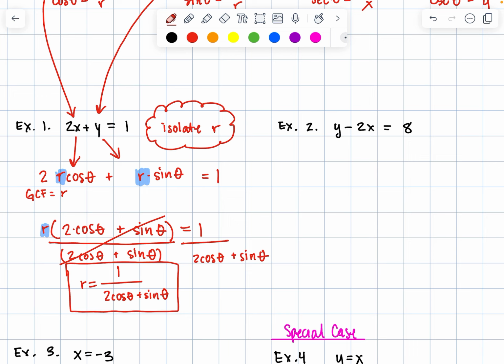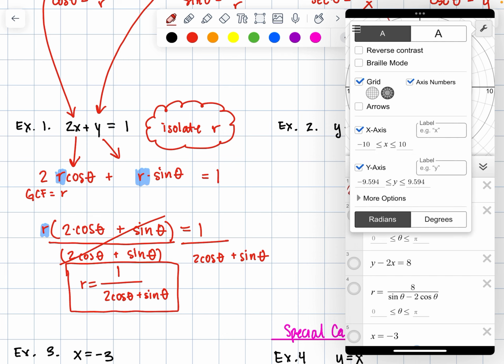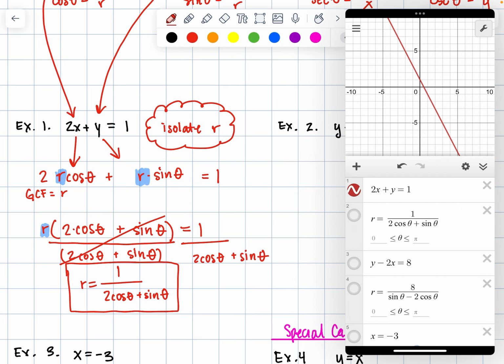Now, if you're curious to see how this looks on a graph, I put on here a whole bunch of equations that we're going to see. And if you notice, this first equation here is what 2x plus y is equal to 1 looks like in a normal graph. If I change this from polar to rectangular, you'll see what I mean. That's what it would look like.